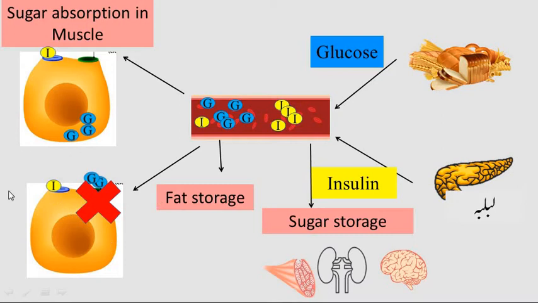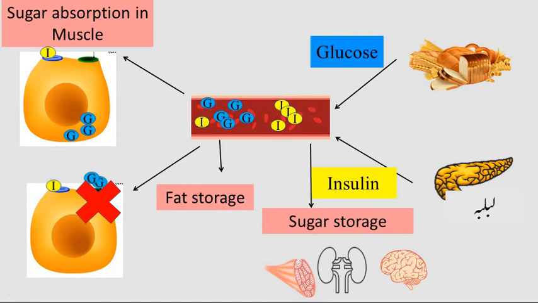When this process of sugar absorption in muscle cells is stopped or reduced, what will it cause? It will cause a higher level of blood glucose. When your blood has a higher level of glucose, the blood cannot retain the excess glucose in itself. It has to distribute the sugar by either of these methods: absorption in muscle, sugar storage, or fat storage.